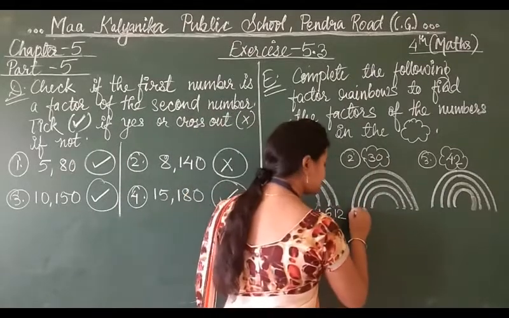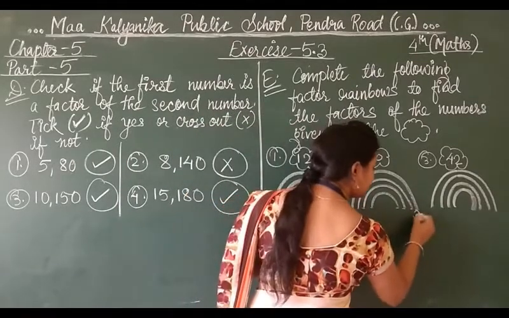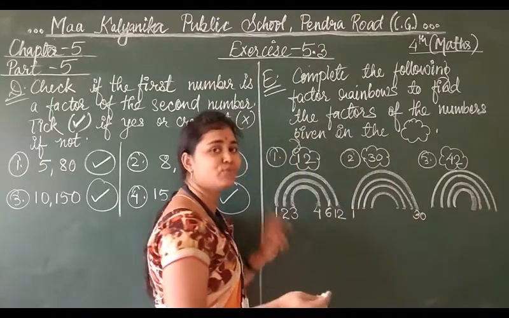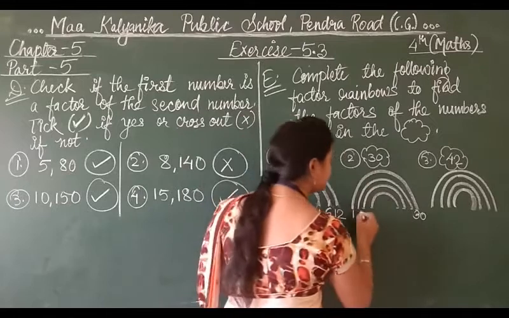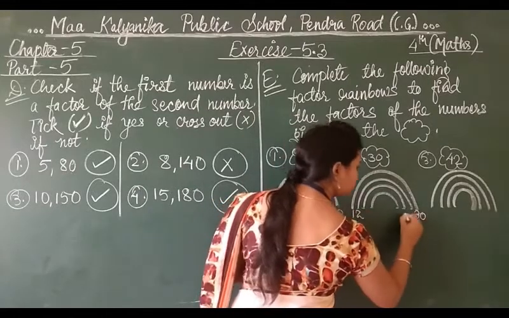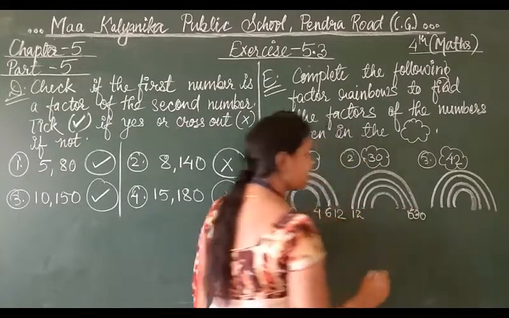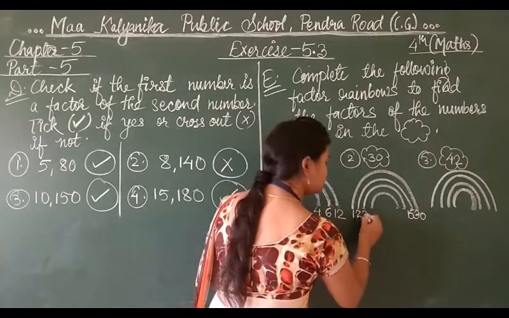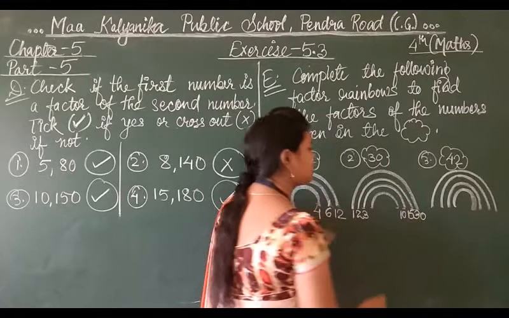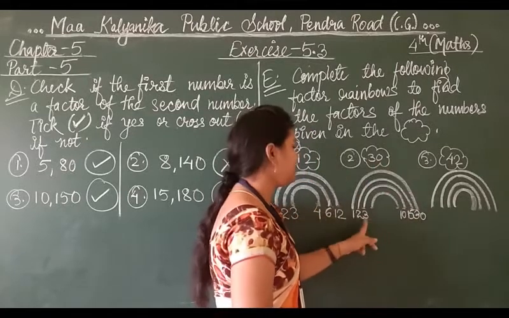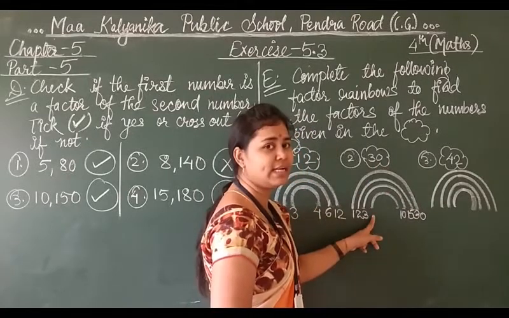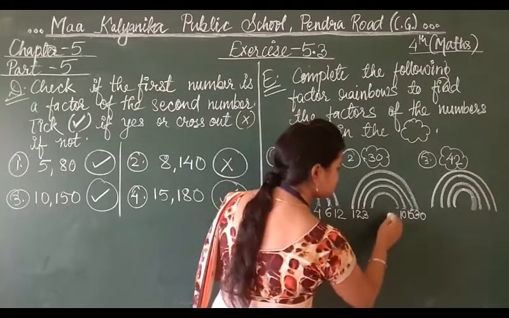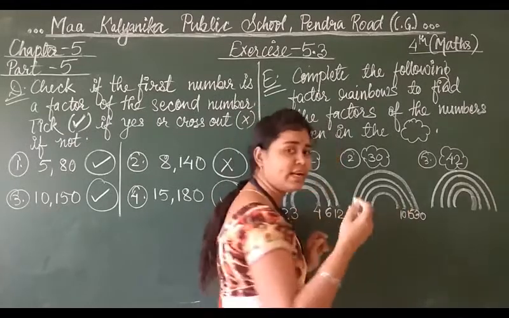So moving to the next number, 1 multiplied by 30 is 30. In the table of 2, 30 comes. Yes, 30 can be divided by 2. So 2 15's are 30. Now 3 10's are 30. Then which number can be taken? 5 can be. Yes, 5 can be. So see students, after 3 we can take 5.